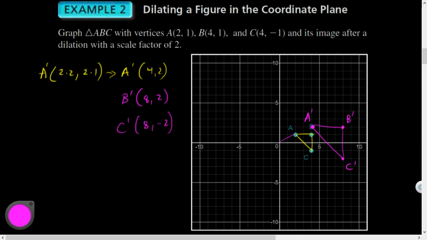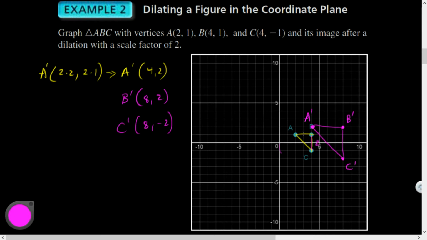Notice that this distance is doubled to get to A prime. This distance, it was kind of like going down 1, over 4, that's actually, yeah, down 1 over 4 from there will actually land me there as well. That distance is doubled overall. The side lengths have been doubled in size. This was originally 2, and now it's 4, right? Everything's been scale factored up.